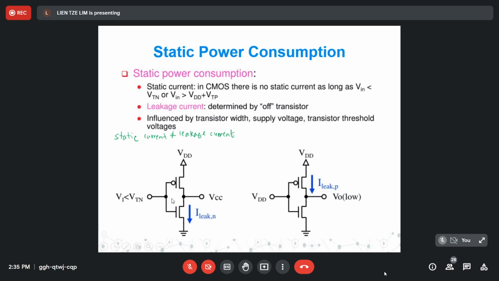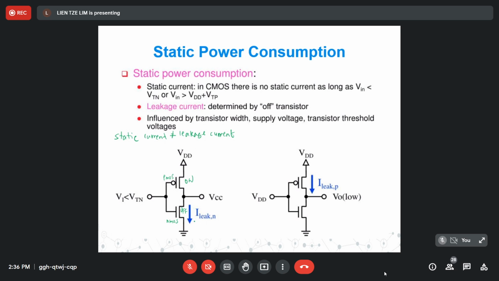Okay, and then here there are two conditions. One is the leakage current in NMOS. This occurs when the input voltage is below the threshold voltage, which means that this is on, this is off. When the NMOS is off, there is a leakage current in this transistor.